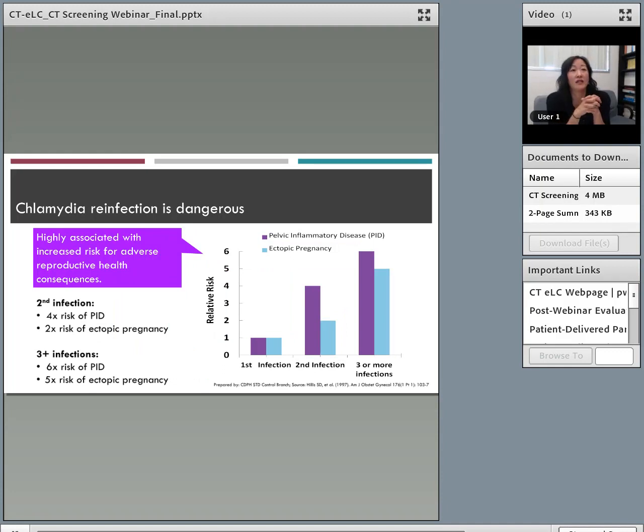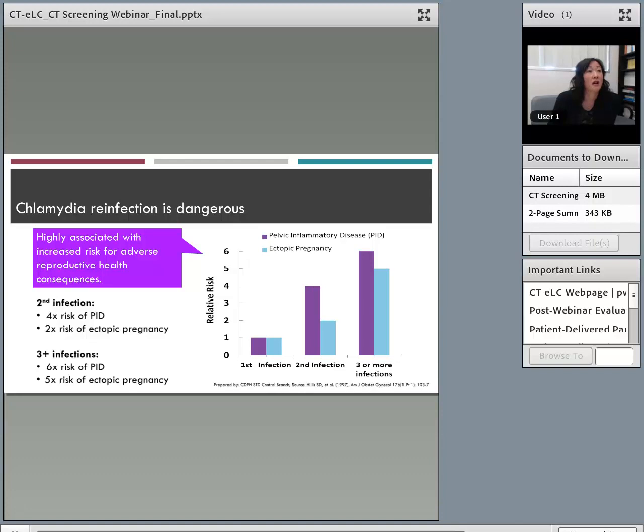And the thing about reinfection is that there are lots of negative consequences. Remember, we talked about the complications of untreated chlamydia infection: every subsequent infection with chlamydia increases your risk of adverse outcomes such as PID or ectopic pregnancy. If you have a second infection, your risk of PID increases by 4-fold, and your risk of ectopic pregnancy doubles. When we get into a third infection or more, then it becomes a 6-fold risk of PID and a 5-fold risk of ectopic pregnancy.